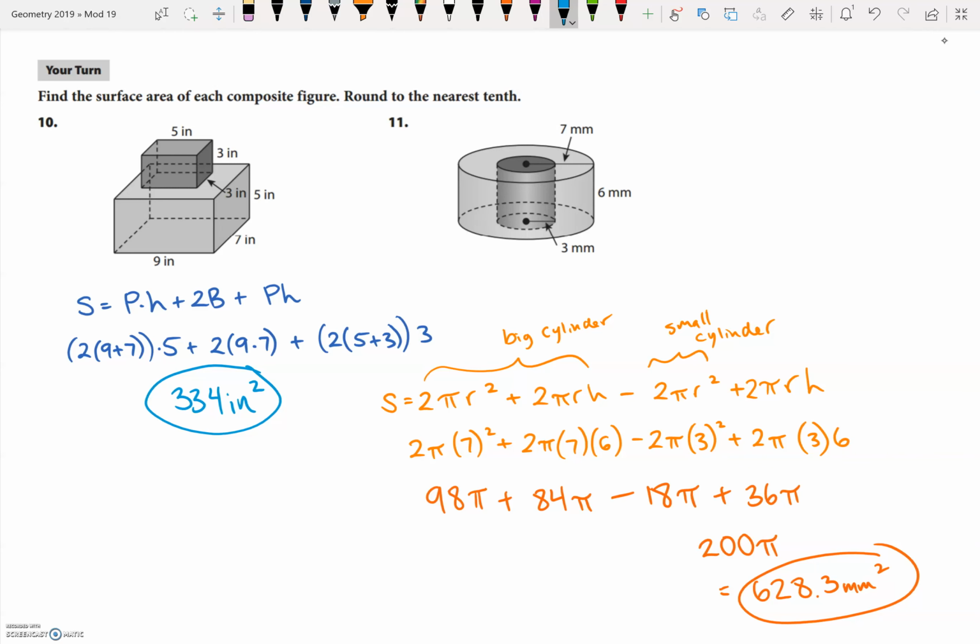The surface area of a cylinder with a cylinder hollowed out is going to be the entire big cylinder surface area, minus the small cylinder, because we are taking out the top and the bottom, we're hollowing those out, but then we're going to add the lateral faces. That's why we're adding this part here.